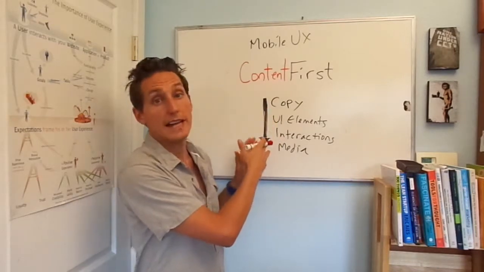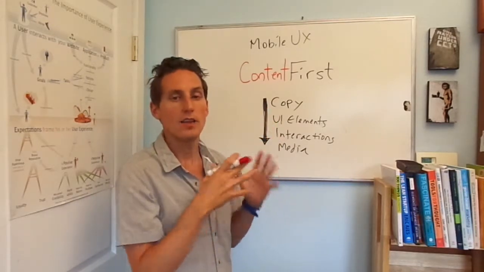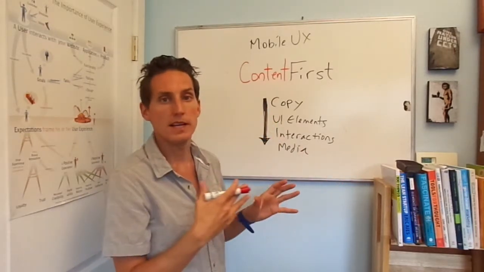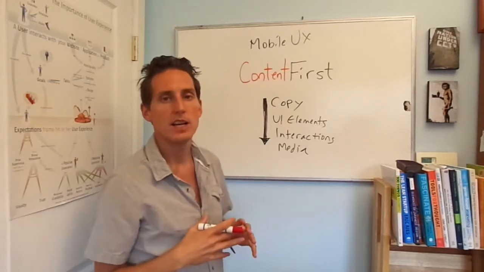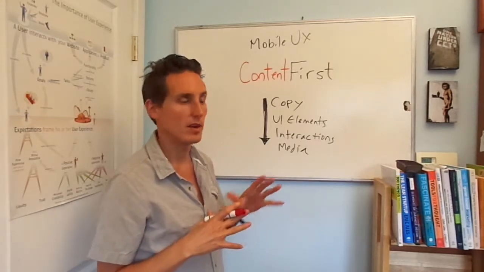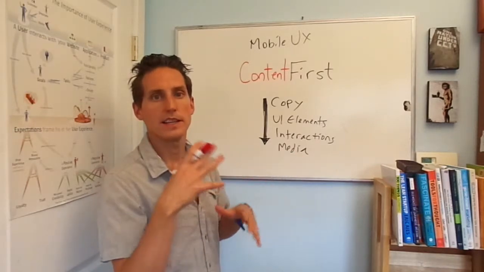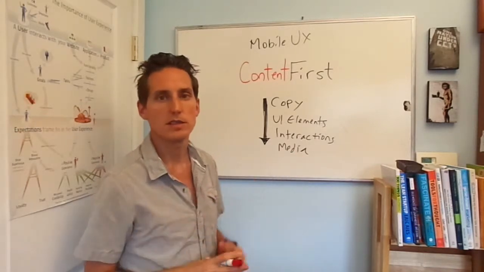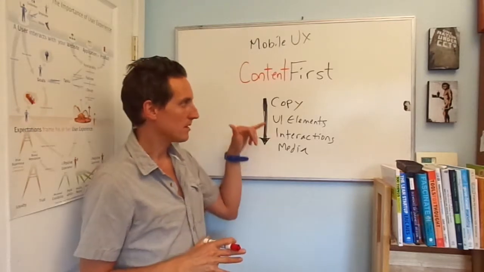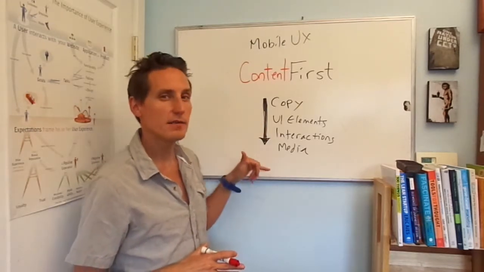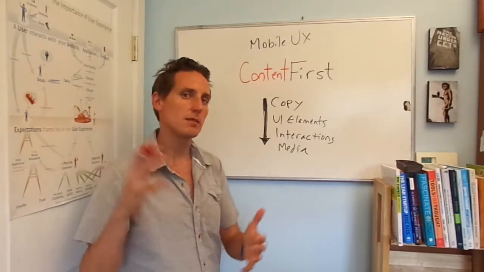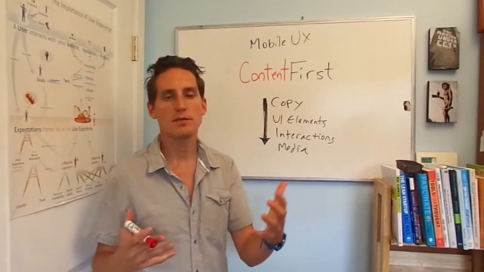And then we add interactions on the page, sequencing of information, the flow of the page, and so forth and so on. And then finally adding the media, so things like images or videos or whatever the case may be. So this is what I call the content first approach, like mobile first, content first.